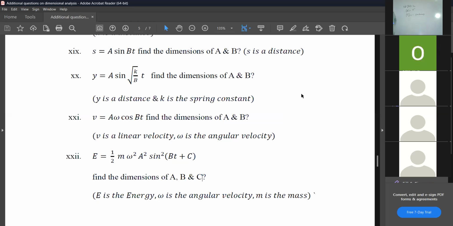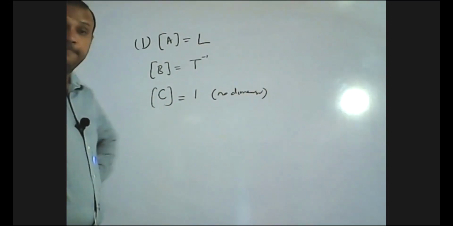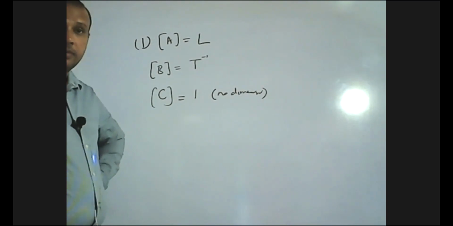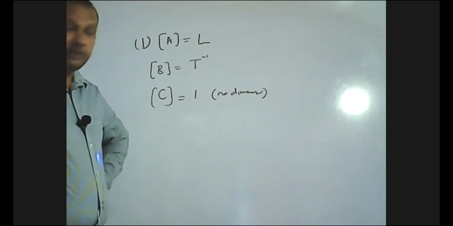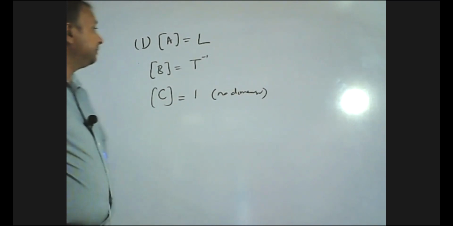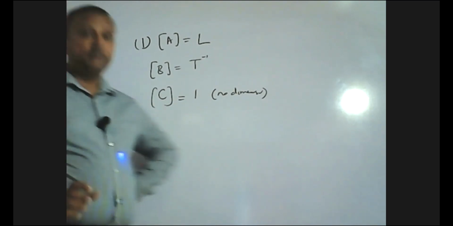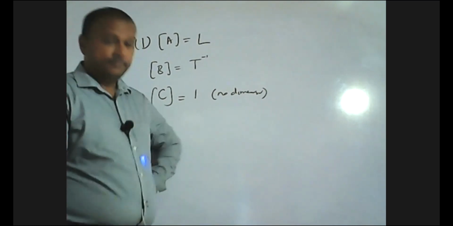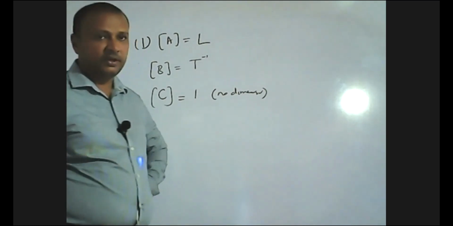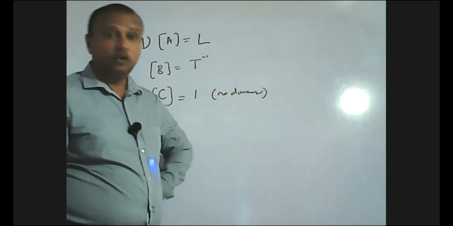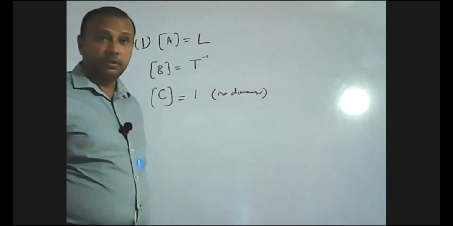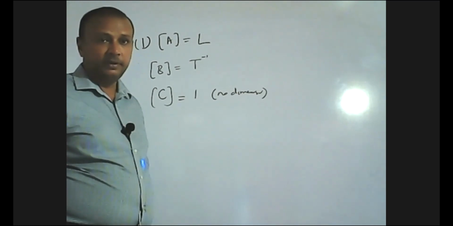So what is the dimension of A? Everyone, what is the dimension of A? Meter. So not dimension, units. The unit of A is meter because A is not inside the trigonometric function. So we can use the dimension of L to determine the units of A. It is the same.